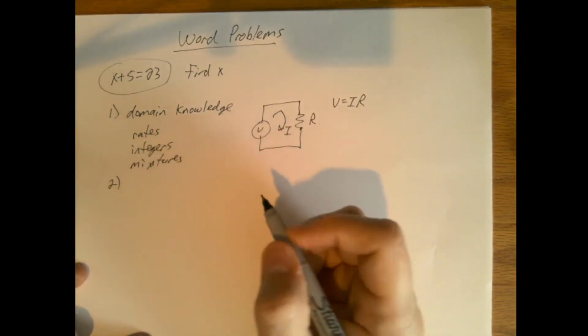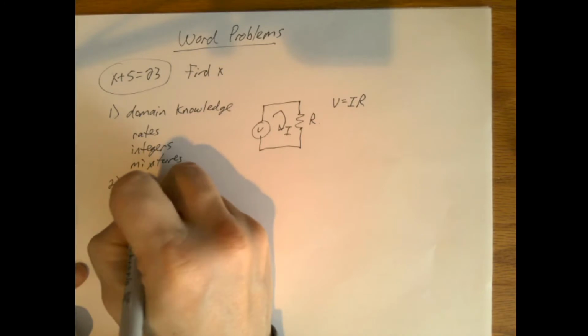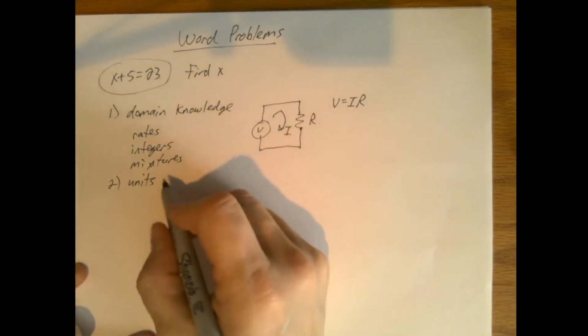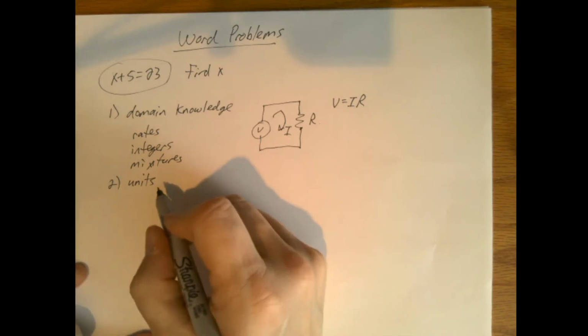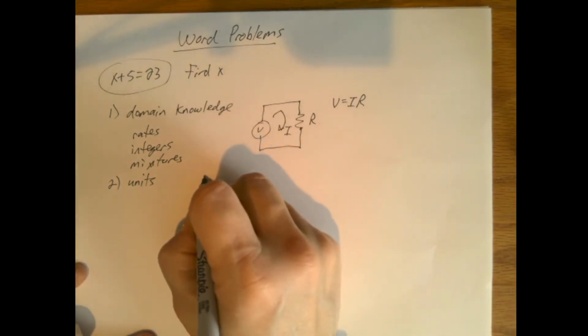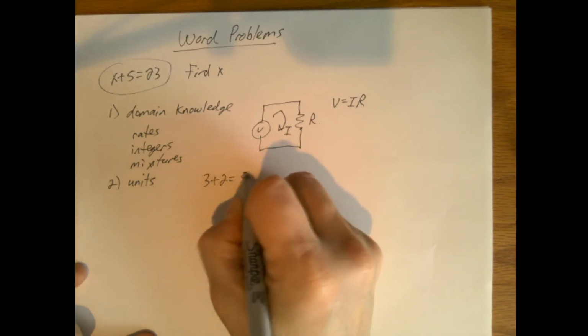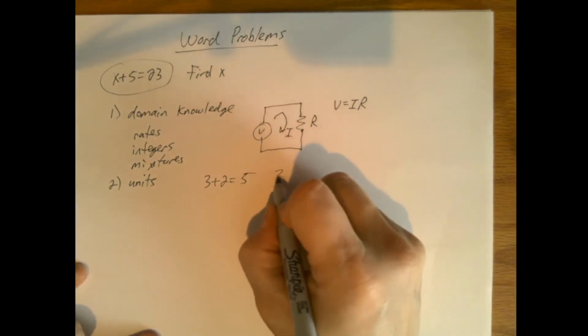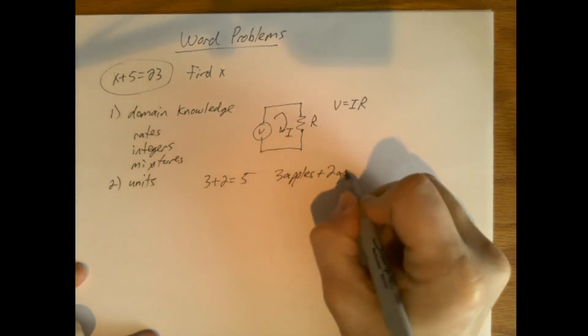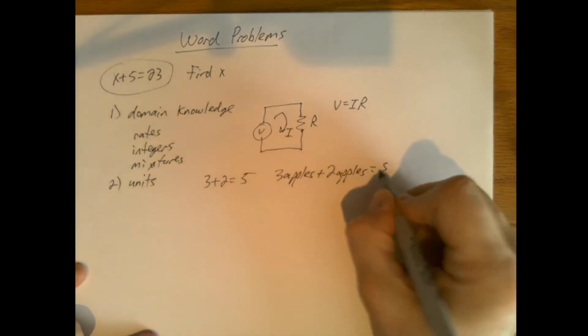Something else to keep in mind, units. If somebody says Bob has 3 apples, how many apples does Bob have if you give him 2 apples? You're probably used to doing something like this. 3 plus 2 equals 5. But in reality, it's this. 3 apples plus 2 apples equals 5 apples.